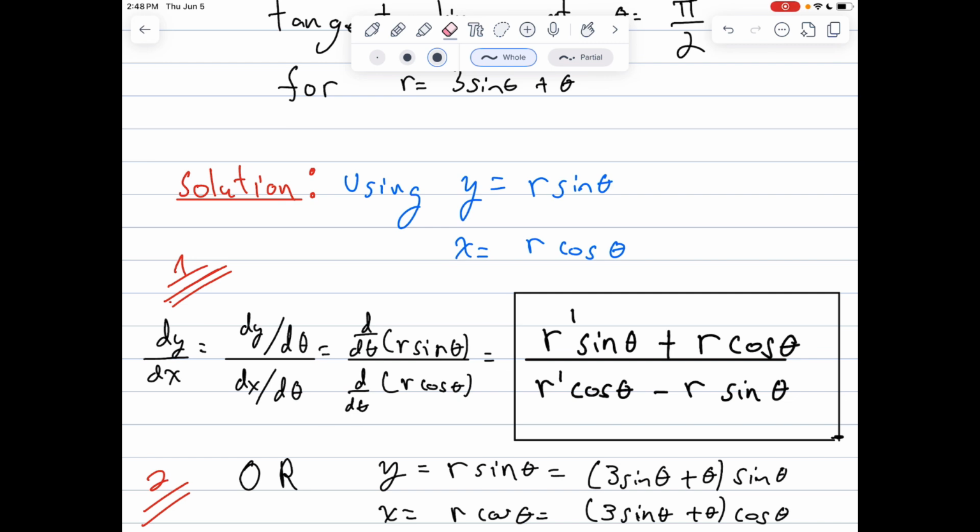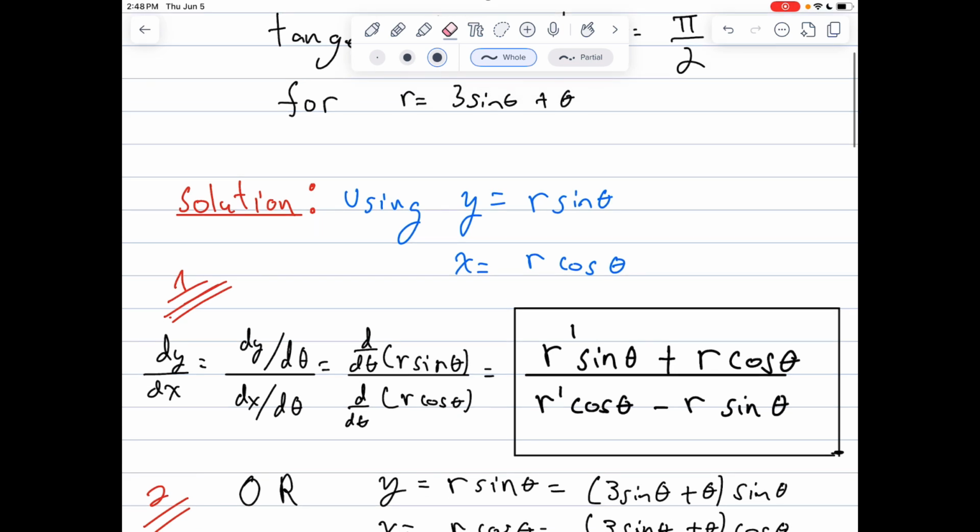Basically the way it works is that you just plug in what r prime and r are into the spots where you see r prime and r. r prime would be just the derivative of 3 sine theta plus theta, that would go in there. And then you plug in what r is directly, 3 sine theta plus theta, and you would get an expression in terms of theta, and you plug in your pi over 2. Okay, so that's how that works.